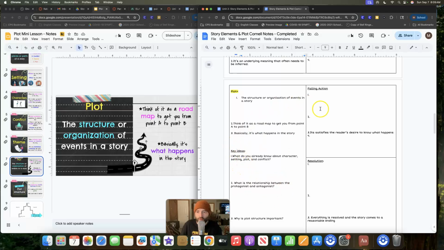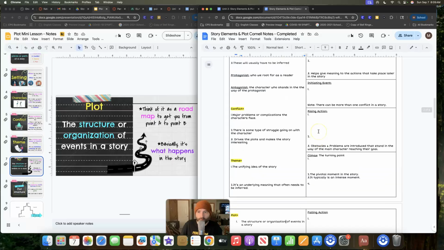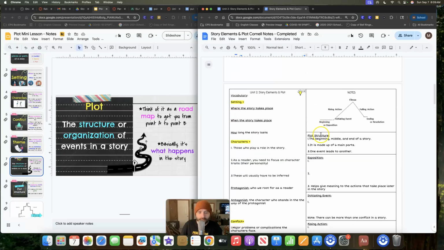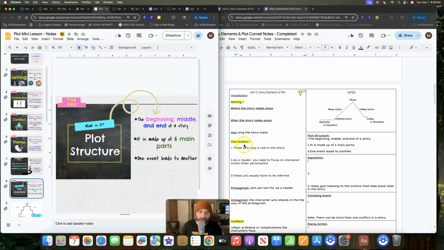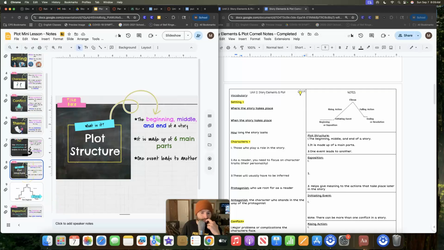We are now moving over to this side. We're going to jump up to the top. Please, everyone, be following with that. We are jumping up to the top here. You'll see a plot diagram to note that you are where you are supposed to be. Now, plot structure I've already written for you, beginning, middle, and end of a story. There are 6 main parts. You learned 5 last year. Some teachers might have taught you the 6, but this year we are learning the 6. And just one event leads to another, okay?